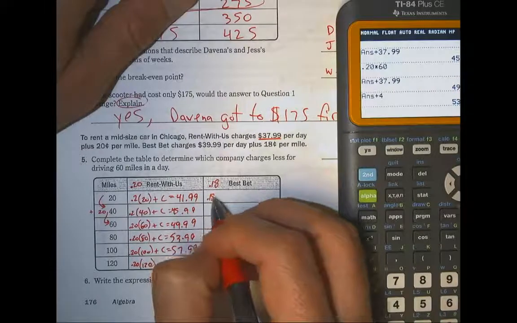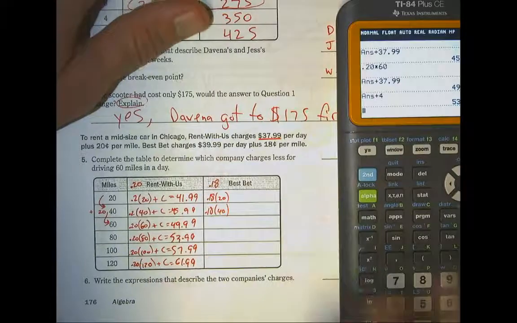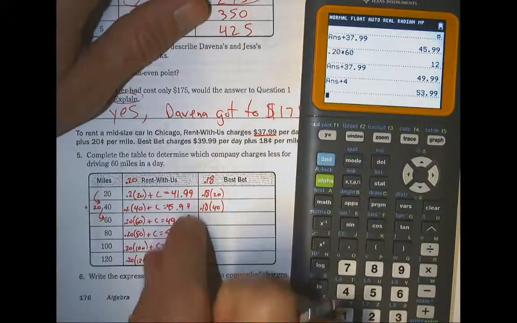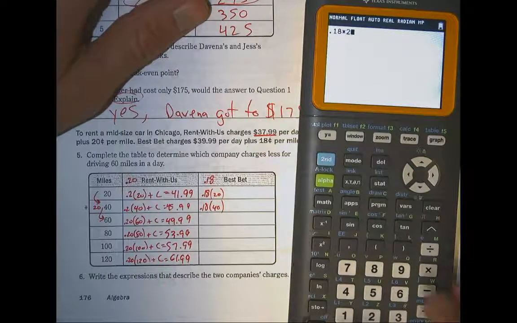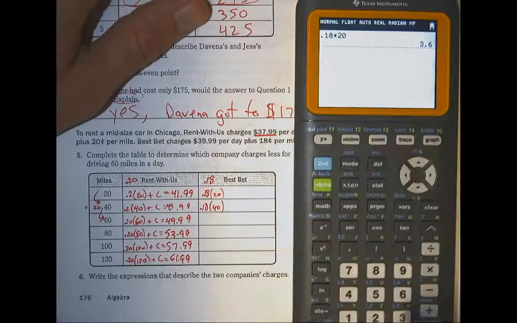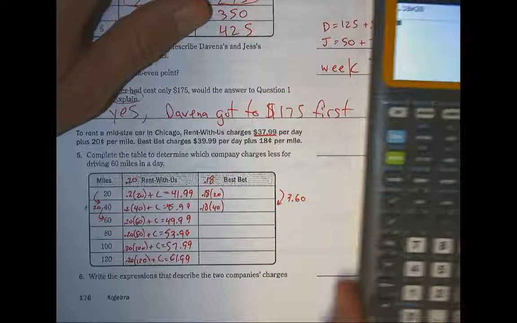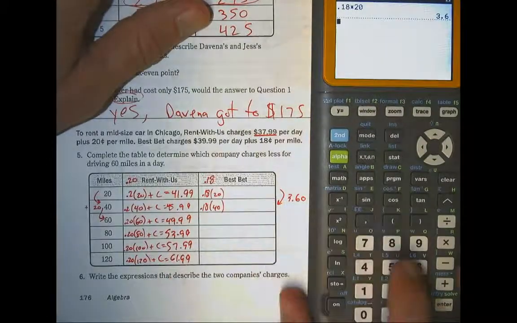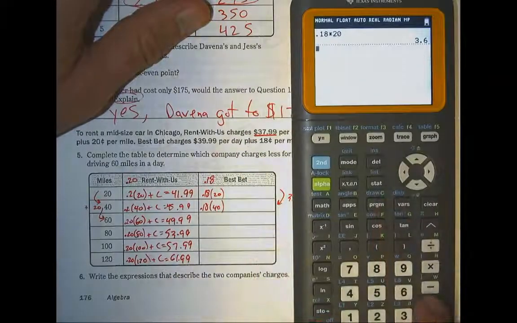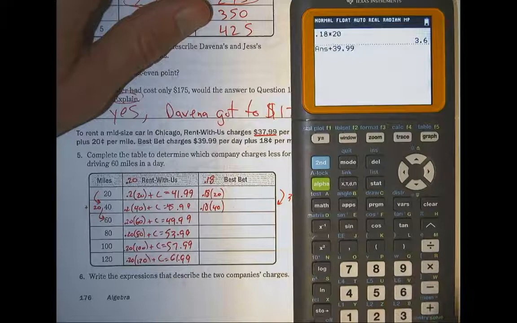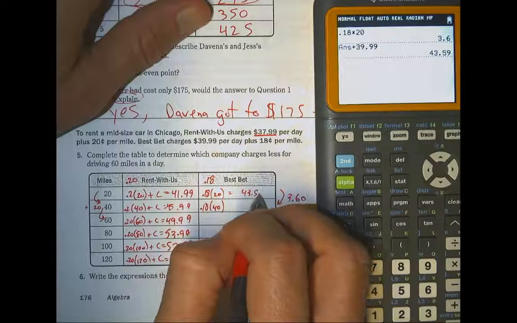Okay, for the other one, now we're multiplying 18 cents times 20, 18 cents times 40, on and on. Now we know this is going to be a consistent increase, so let's see what this actually is. 18 cents times 20 miles is $3.60, so it's going to go up $3.60 every single time. We'll use that information. But this one costs $39.99 to start with. So we're going to spend $3.60 on the miles plus $39.99 on the upfront cost. So the total here is going to be $43.59.